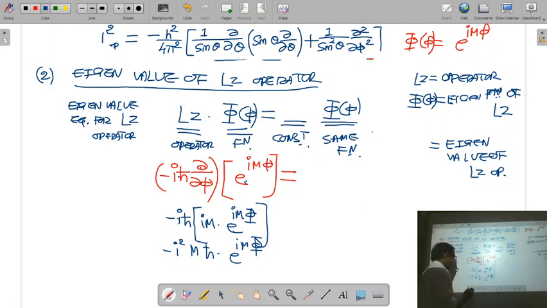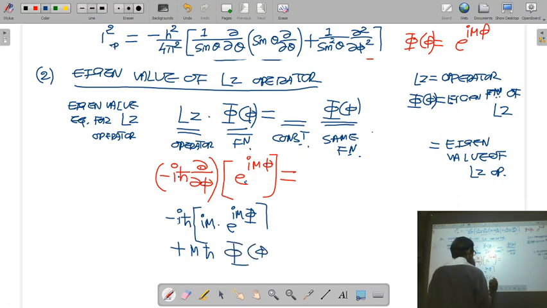Now you know very well the value of i square is minus 1. So minus i square will be plus 1. So I get m h cross, and this e raised to im phi is nothing but our phi function. So what is the answer? We get the answer m h cross into phi.